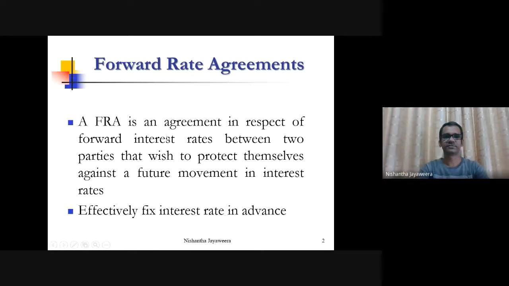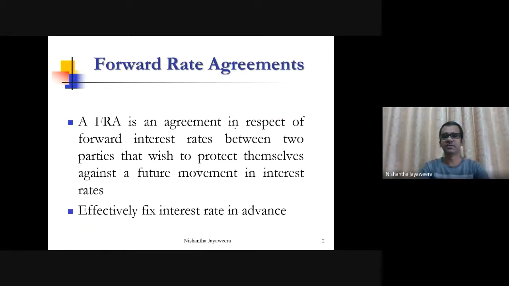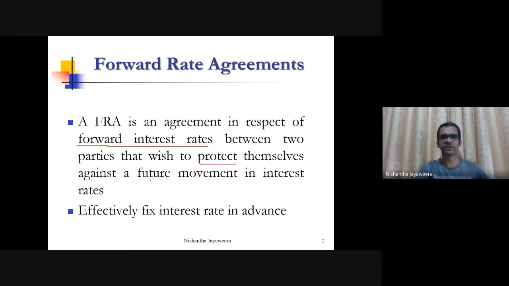Most of these are OTC transactions. That's why it says agreement in respect of forward interest rates. I'll explain what it means by forward interest rates between two parties. So basically, these are OTC transactions. Why do we need these forward interest rates or forward rate agreements? To protect against any future interest rate movements.